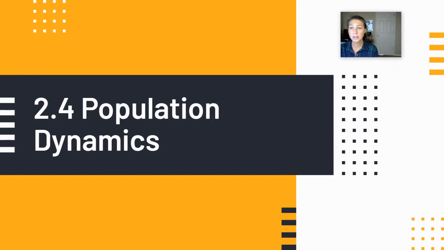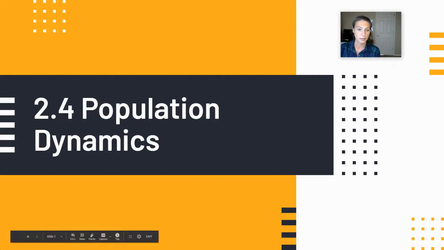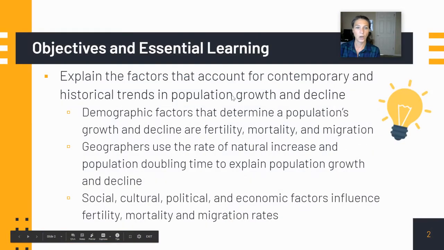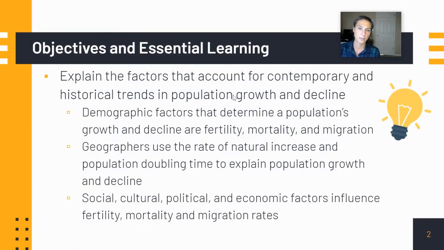But what that really means is I'm going to be talking about the factors and the indicators that you would use to determine population change over time, so population growth or decline. Okay, so the learning objective is that big bullet point at the top: explain the factors that account for contemporary and historical trends in population growth and decline.